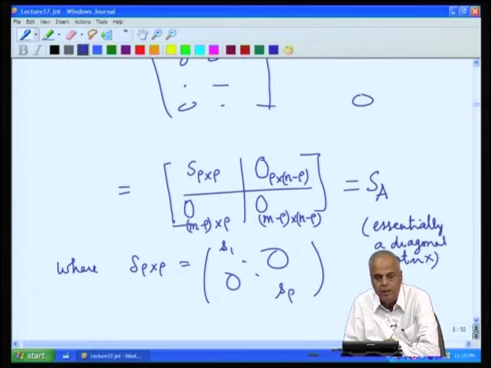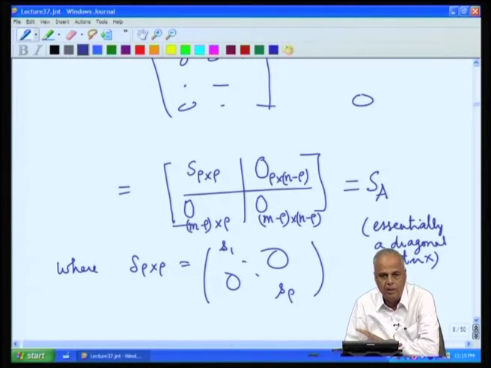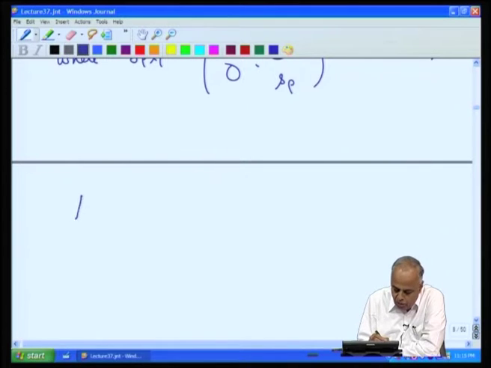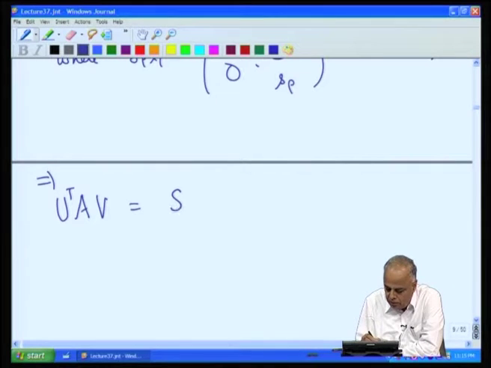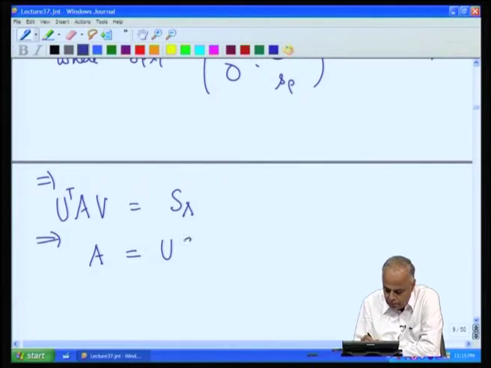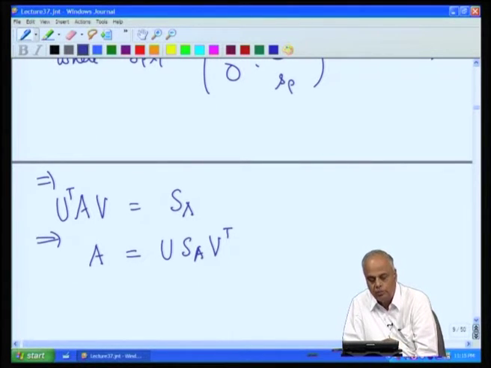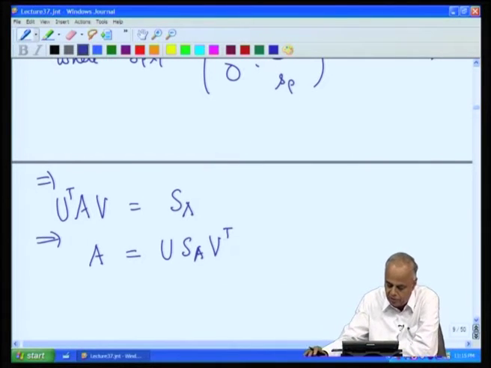Only the significant part, the non-zero part, is a diagonal block, the leading diagonal block, and the diagonal entries are all the singular values of A. Therefore, we have U transpose A V equal to S A, or A equal to U S A V transpose, because U and V are orthogonal matrices. The inverse of U is U transpose, and the inverse of V is V transpose.